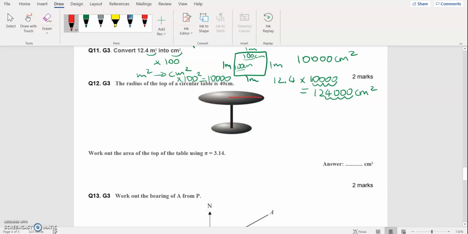Now we have the radius of the top of a circular table is 40 centimeters. So the radius is 40 centimeters. Work out the area of the top of the table using pi equals 3.14.